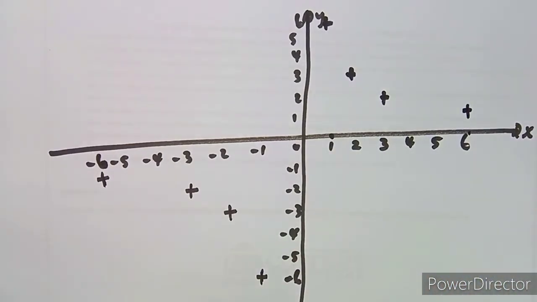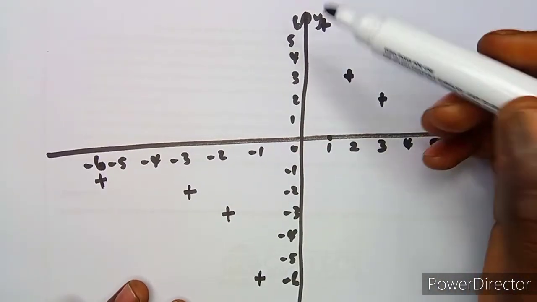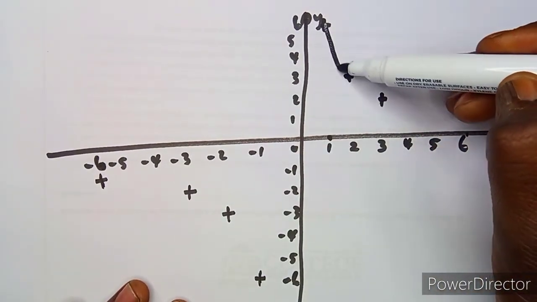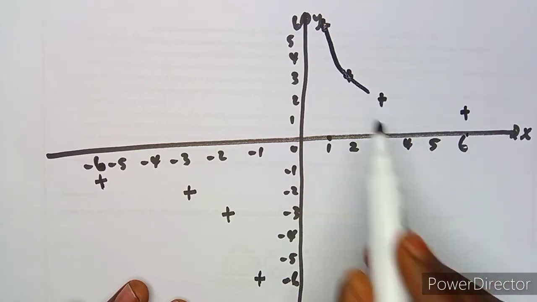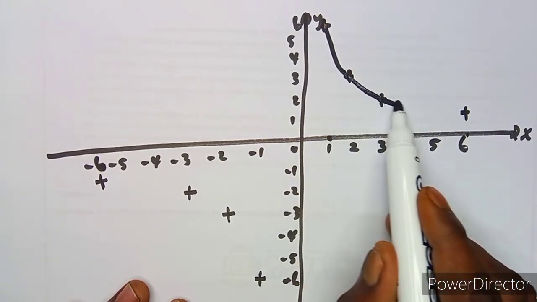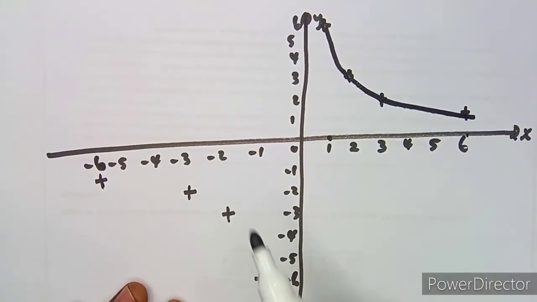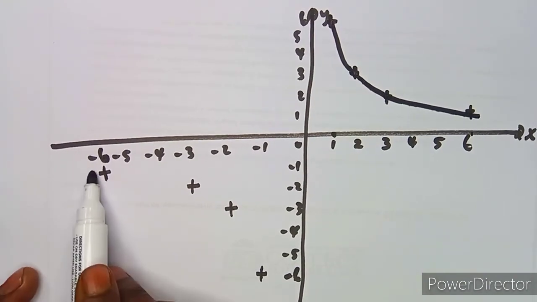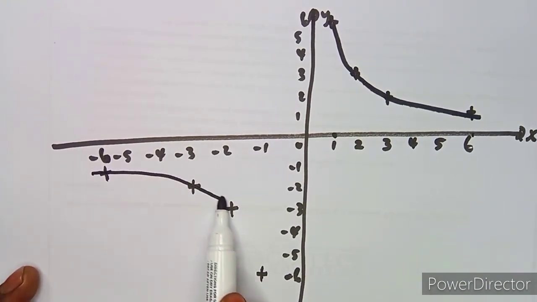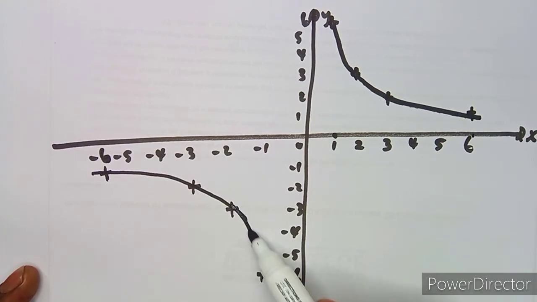Okay, so it's a hyperbola. You're supposed to know the shape. So this shape is going to be like this. All right, so you just join these points nicely, guys. All right, something like that. You do the same here. You just join your points nicely.